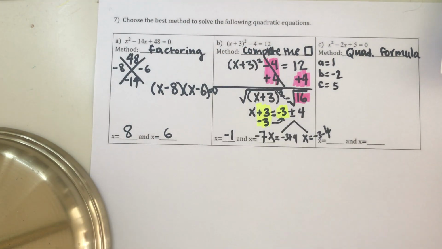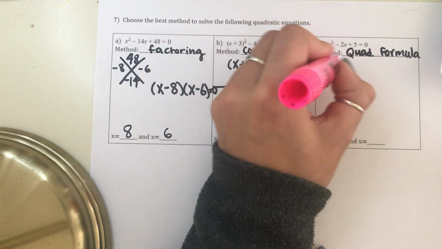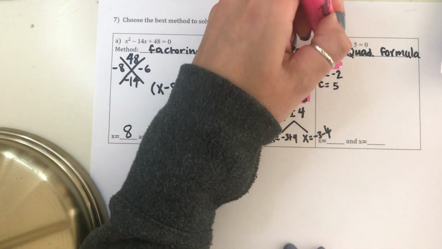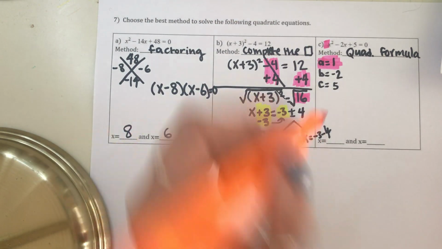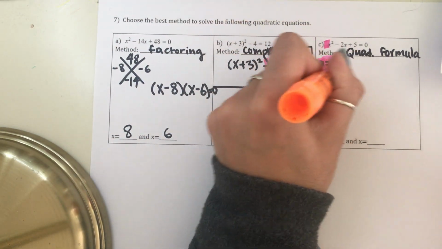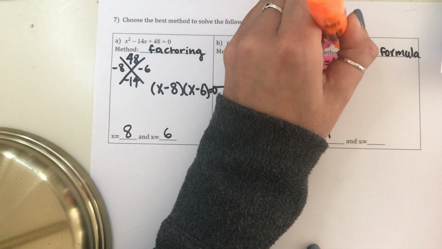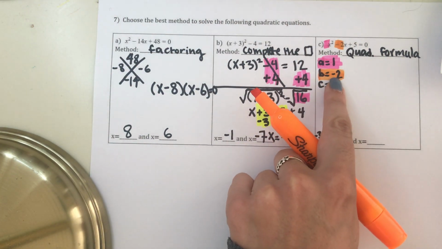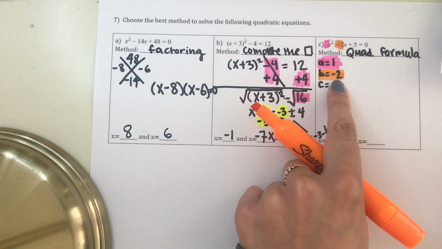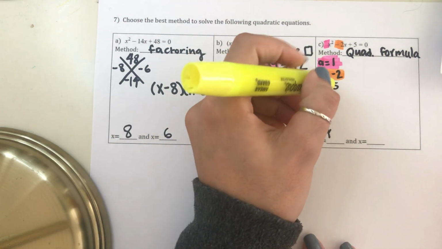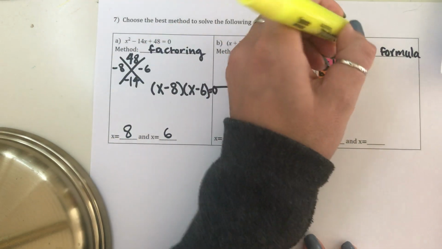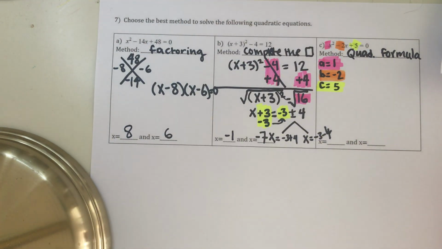And I will color code that. So I'll make A pink. And I'll highlight the front. B will be orange. And notice how I was careful with my signs. This is a negative 2. If you put positive 2, you'll definitely get the wrong answer. And C is this number.